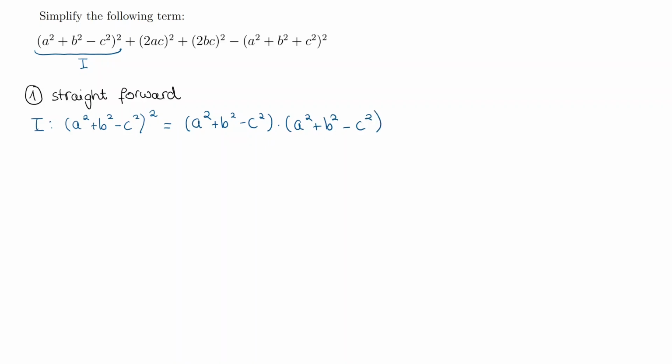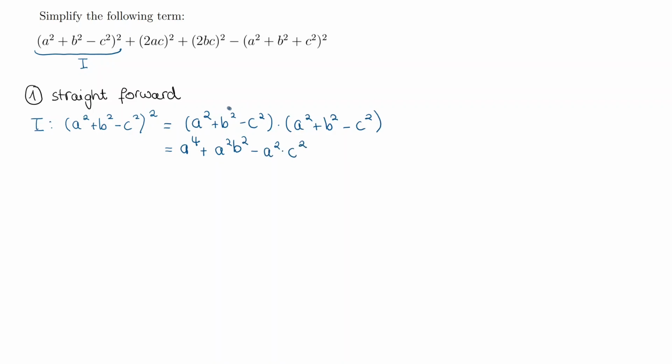And now we know how to do that. We have to multiply everybody with everybody. So I start with the a square and multiply it with everybody from the right side. That would be a square times a square, which is a to the power of 4, then plus a square times b square. And then we have the minus, so minus a square times c square.